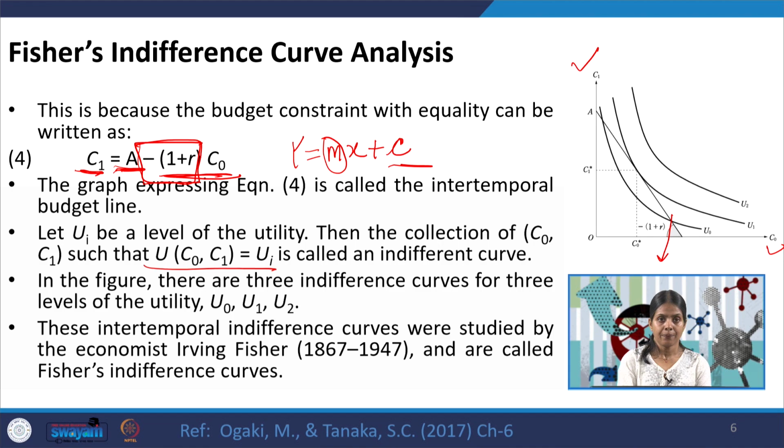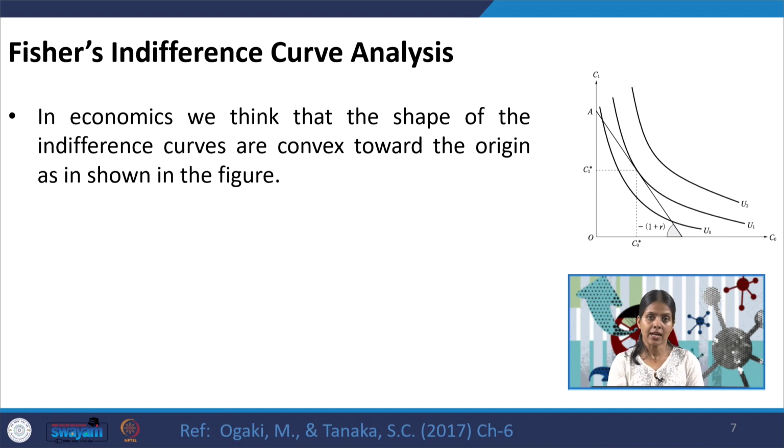In the figure there are three different curves for three levels of the utility. We have U0, U1, U2. These intertemporal indifference curves were studied by the economist Irving Fisher and are called Fisher's indifference curves. In economics, we think that the shape of the indifference curves is convex to the origin as shown in the figure. So, this is the origin, these curves are convex to the origin.